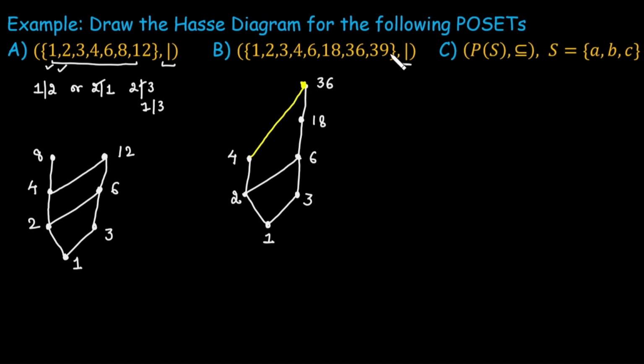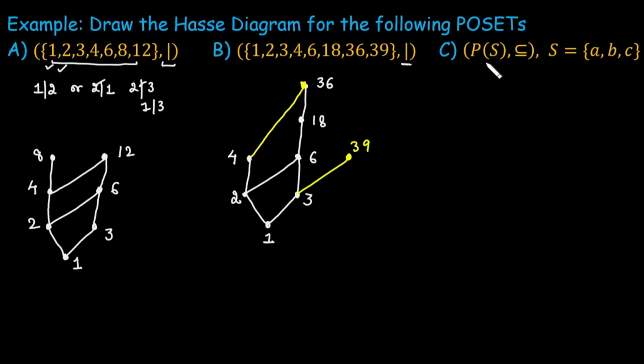Next we have 39. Whether 36 divides 39? No. Whether 18 divides 39? No. 6 divides 39? No. 4 divides 39? No. 2 divides 39? No. 3 divides 39? Yes. So its level is 1 above this one. So do not think that if the number is greater, then its level is always upside as compared to the others. So here we have the final diagram for the case number B.